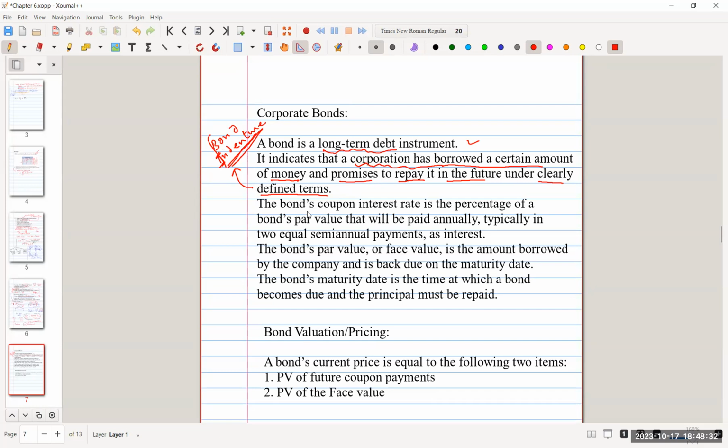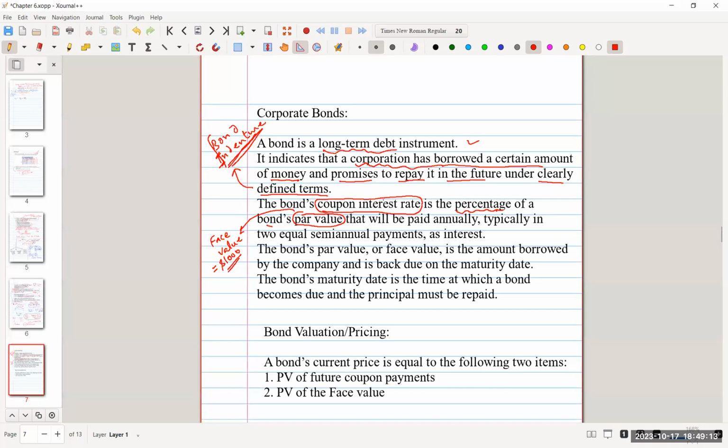Then every bond will carry a coupon interest rate. Please remember this. This coupon interest rate is stated as a percentage, and it is a percentage of the bond's par value. Remember, par value has another name, face value. And this face value usually, unless otherwise stated in a question, is by default $1,000. If a question does not say or talk about face value or par value at all, you are supposed to assume it to be equal to $1,000.